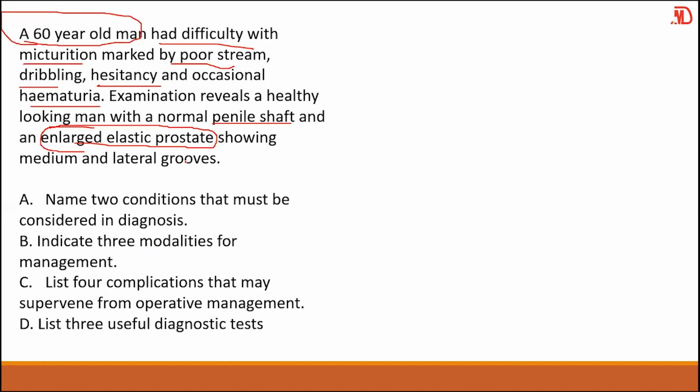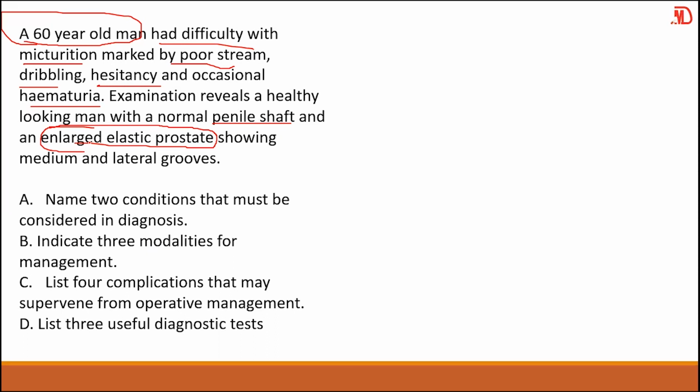So again, what are your clues here in diagnosis? The old age of the man, and of course, the micturition problems like the dribbling, the hesitancy, the hematuria. These are not good signs. And of course, the fact that there is an enlarged elastic prostate. And here the question says what? We should give what? Differentials, management, complications, and diagnosis, and the investigations to do.